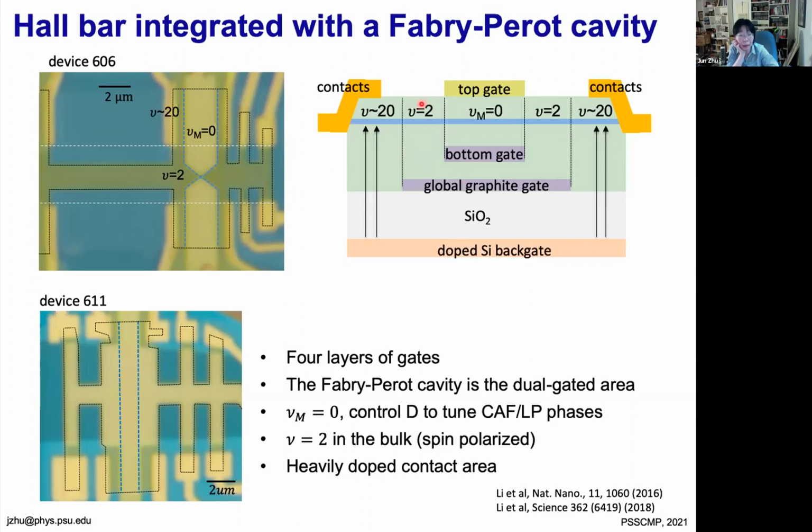There is a second area, which is controlled by the global graphite gate, and that is put at nu equals 2. Nu equals 2 is spin polarized in bilayer graphene. That's the area outlined by black. There is a third area, which is very important, and that is resting on the doped silicon gate. That's everything outside the white dashed line. What we do here is we heavily dope this area so that it has a very large filling factor and lots of edge states. For example, this area between the black and the blue is doped to about nu equals 20, immediately next to the canted antiferromagnet phase. And that's very important for our experiment.